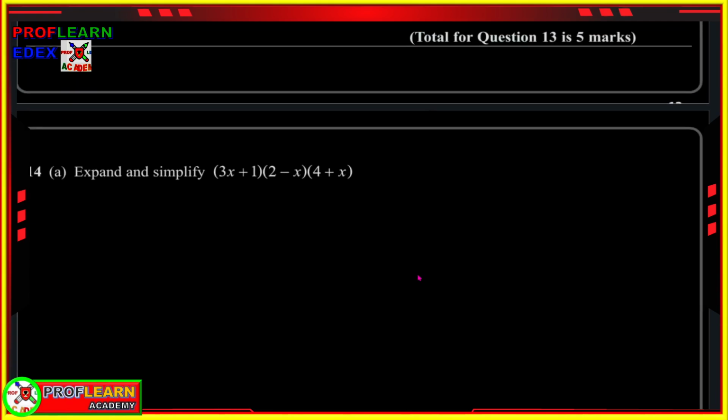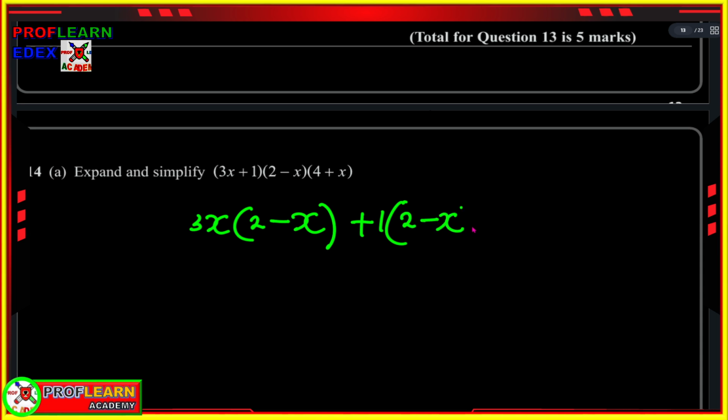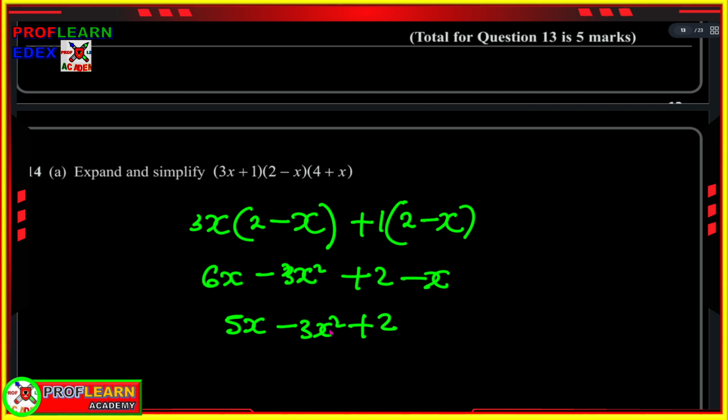Expand and simplify. So this is going to be 3x into 2 minus x, plus 1 into 2 minus x, 6x minus 3x squared plus 2 minus x. Like terms together: 5x minus 3x squared plus 2.